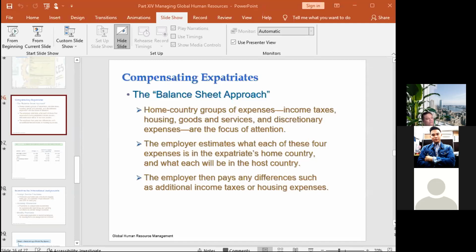The focus of the balance sheet approach is the home country groups of expenses, which include income taxes, housing, goods and services, and discretionary expenses. The employer estimates what each of these four expenses is in the expatriate's home country and what each will be in the host country. Once the expenses are estimated, the employer then pays any differences, such as additional income taxes or housing expenses.